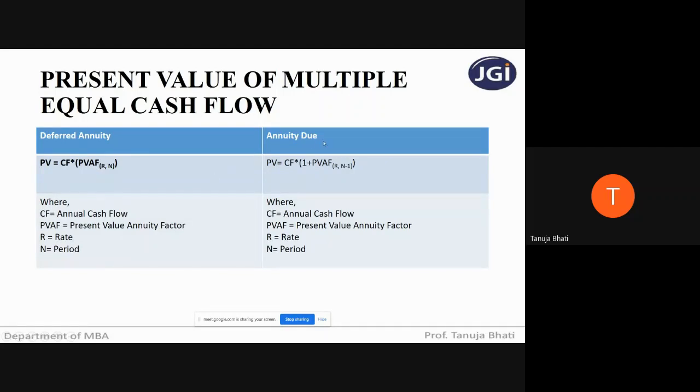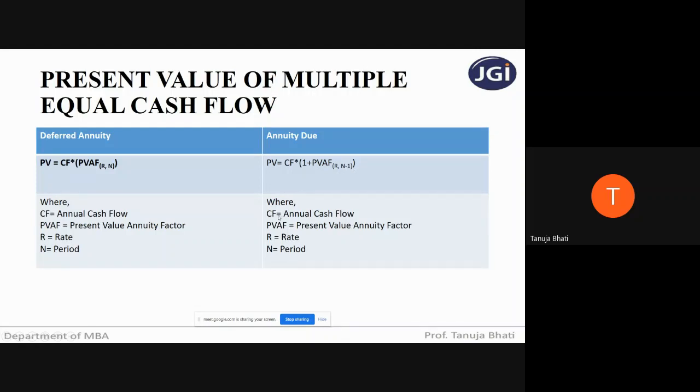Similarly, annuity due is that which is happening at the beginning of the period. So what you're going to do, present value is equal to cash flow into 1 plus present value annuity factor R, and N, whatever N is given, suppose if 5 years is given, you're going to minus 1. So you're going to take it as 4 years. So for annuity due, it is going to be N minus 1.